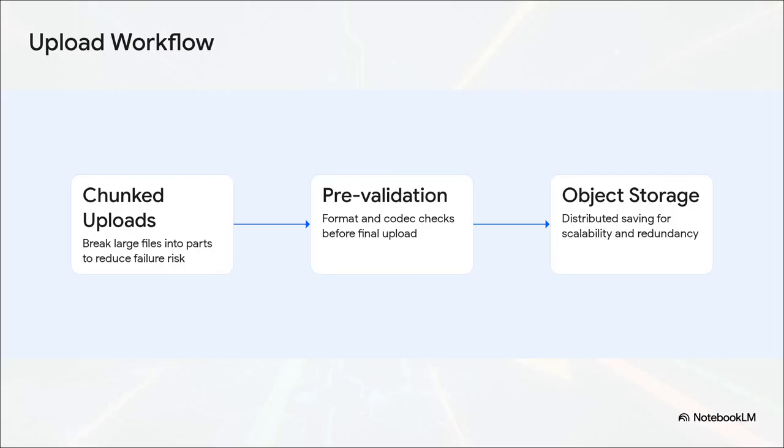So how does it handle these massive files so seamlessly? Well, it uses a highly specific upload workflow. First up, it uses chunked uploads. It literally breaks your massive video file into smaller, manageable parts. This is a lifesaver because it prevents failures. If your Wi-Fi suddenly drops, the system just resumes that missing chunk rather than forcing you to start the whole thing over. Next, it does a quick pre-validation to instantly check the formatting and codecs. And finally, it saves all that raw data safely in distributed object storage. It basically functions like a giant digital warehouse.